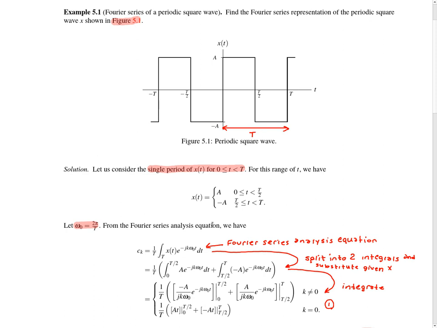So the way we go about doing this is using the Fourier series analysis equation. This is the equation that's given on this particular line. In order to use this equation, we need to identify the fundamental frequency of the function x, which is denoted by omega naught here. And we also need to choose an interval of length T to integrate over. With respect to omega naught, this is simply going to be equal to 2 pi over capital T by definition. So that's easy enough to find.